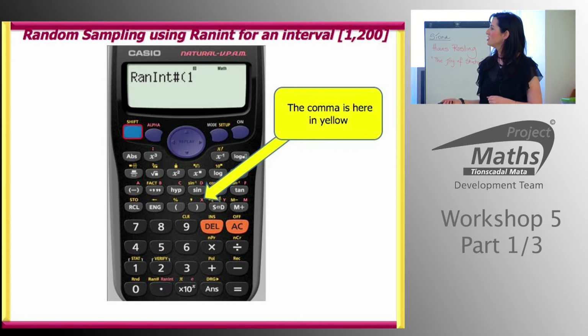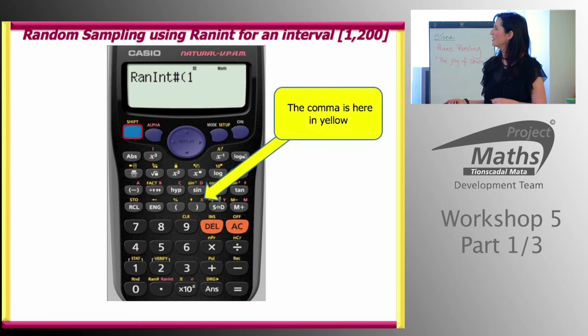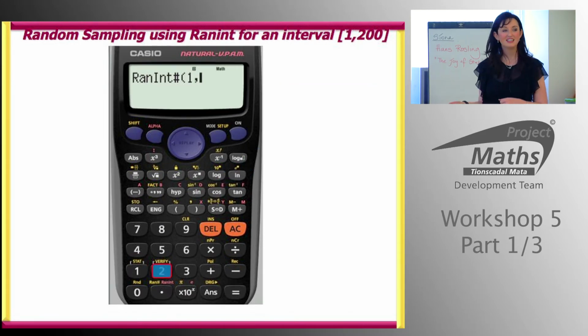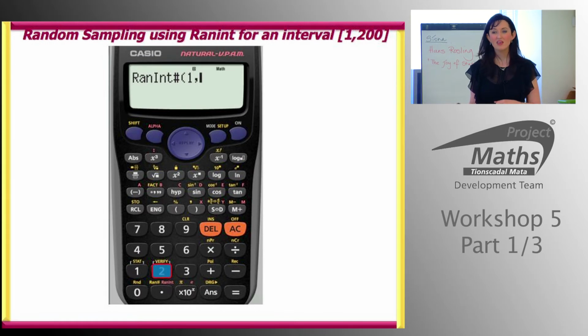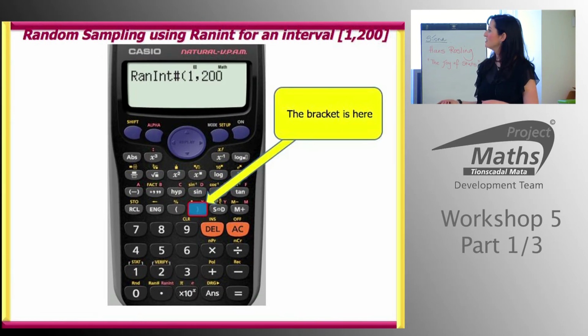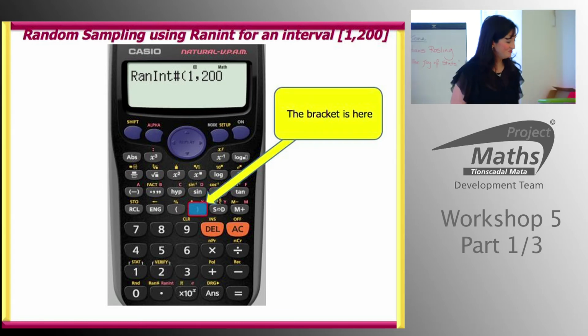Put in our 200 and then close off with our bracket. And then what happens, guys, every time we press equals, we get a random number between 1 and 200.